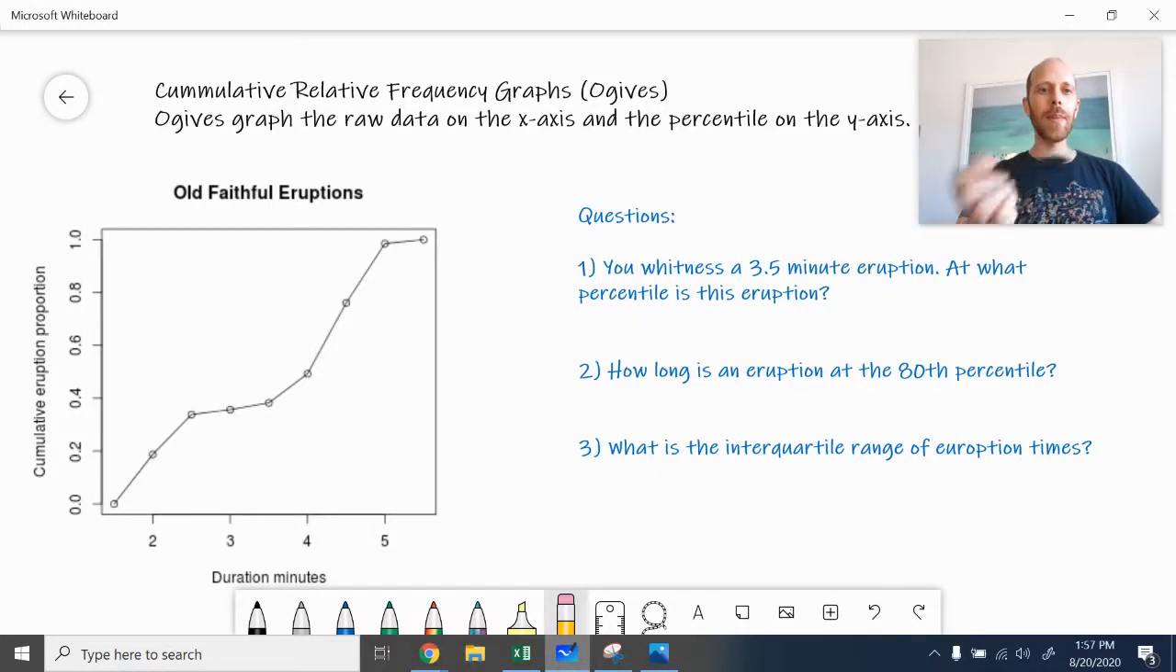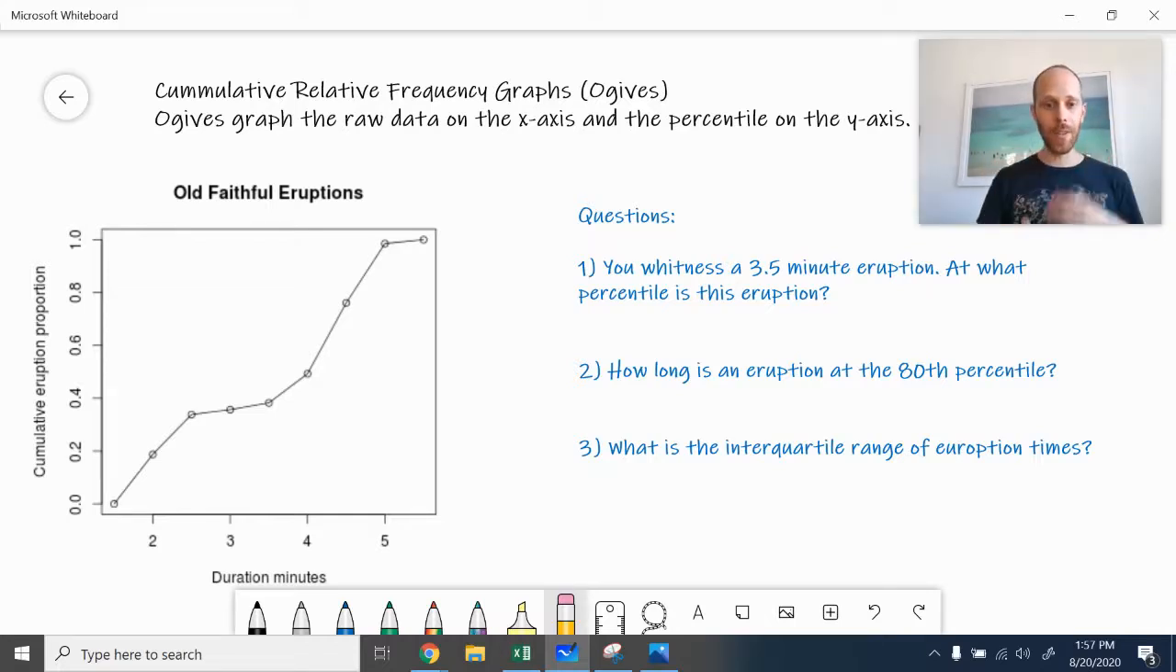I'm here today to talk about something called a cumulative relative frequency graph. And since that is a mouthful, usually we just call it an ogive. Here's what it means. This right here is a cumulative relative frequency graph for a set of data describing the duration of eruptions of Old Faithful.